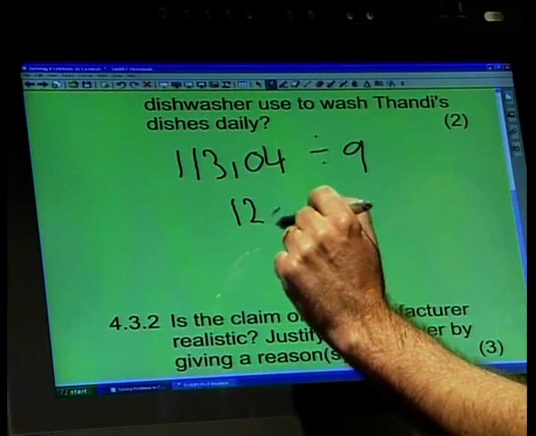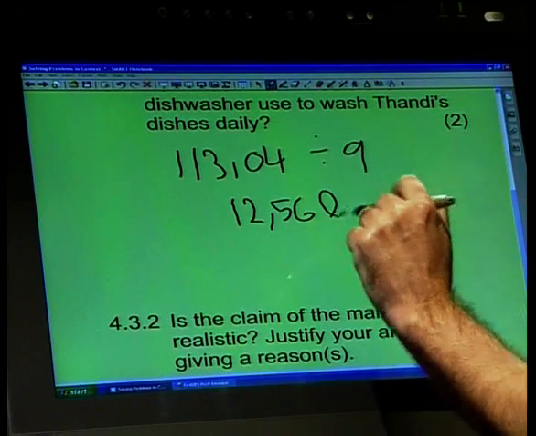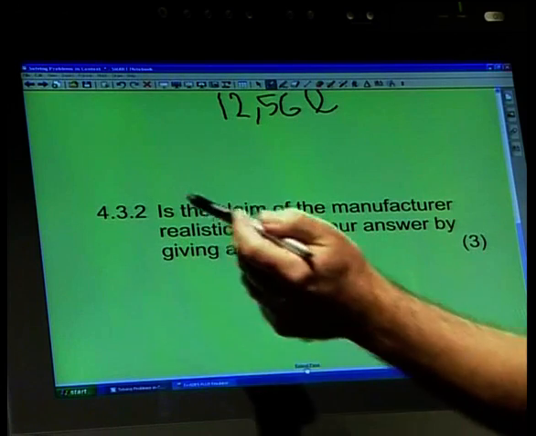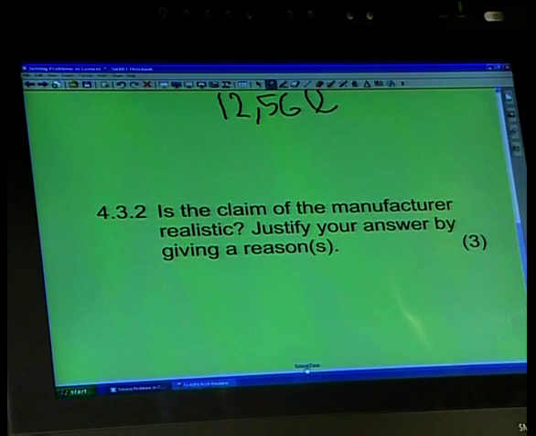12.56. So the dishwasher manufacturer is claiming that his dishwasher will use 12.56 litres of water to wash the same amount of dishes that Tandi uses 113 litres of water for. That seems to be quite a good saving on water, doesn't it? The question then goes on to say, is the claim of the manufacturer realistic? Justify your answer by giving a reason.